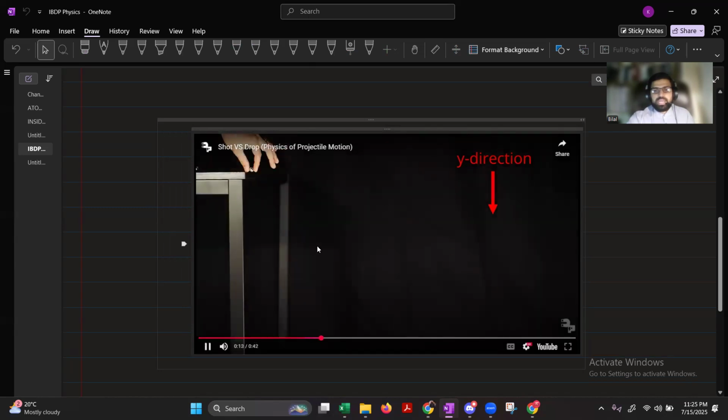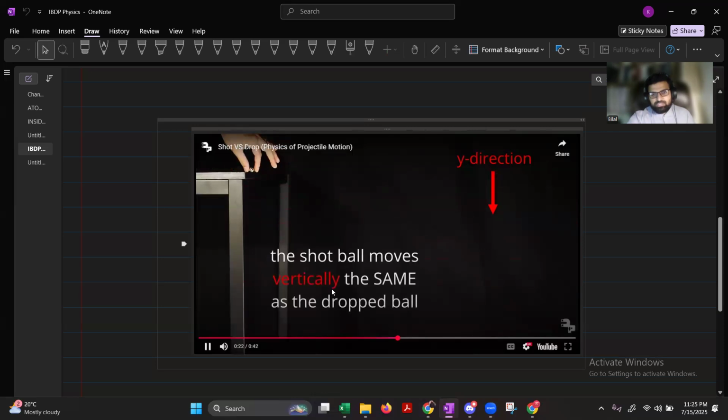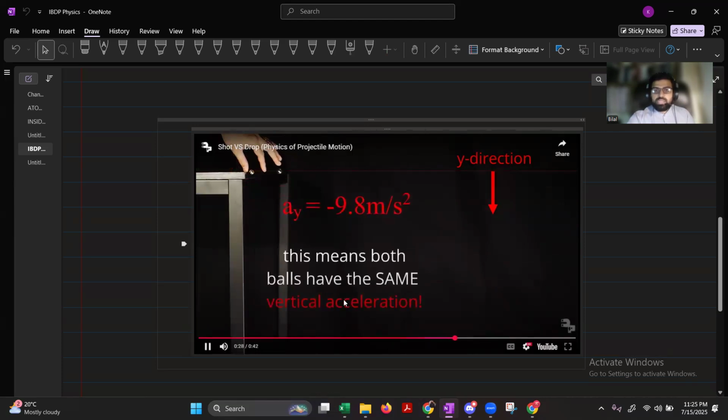Now let's see which ball will reach the ground first. You can see both the balls are reaching the ground at the same time. They have the same vertical motion because the acceleration of both the balls is the same, which is minus 9.8 meters per second squared. So this is a very interesting thing.